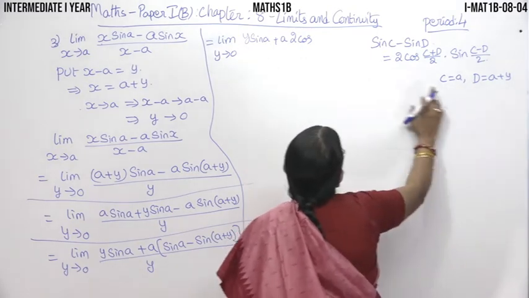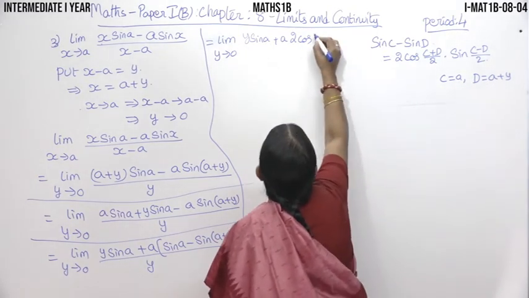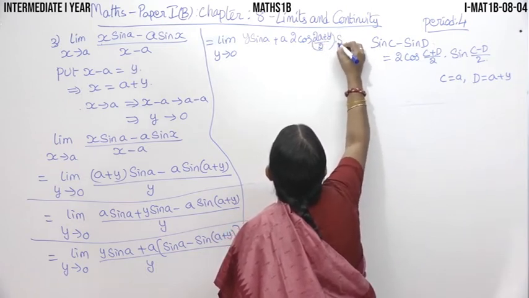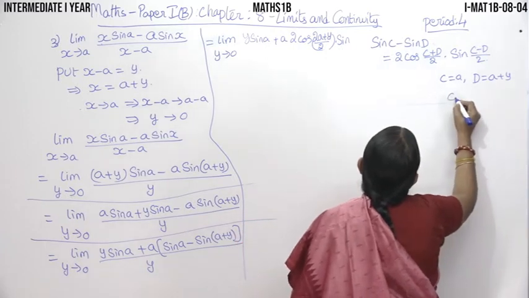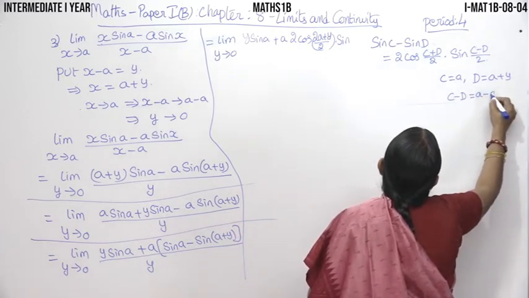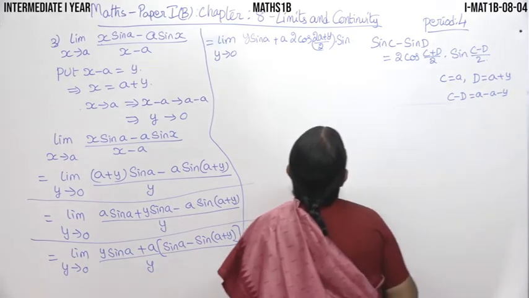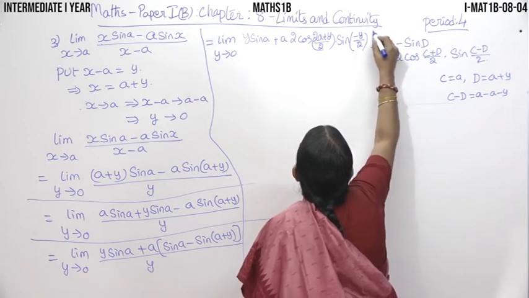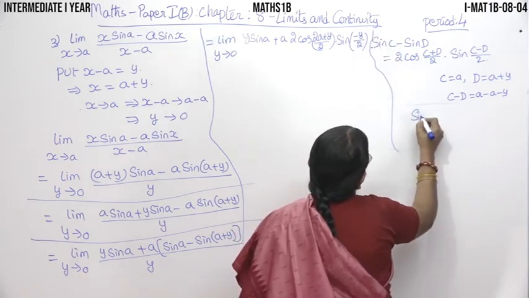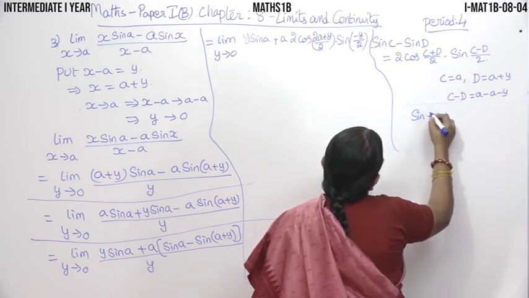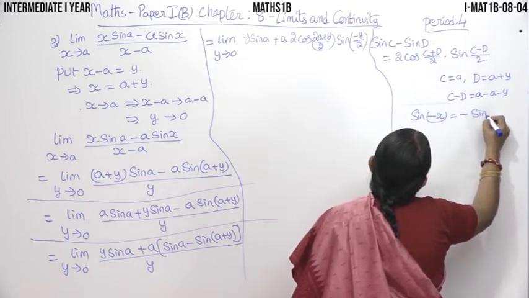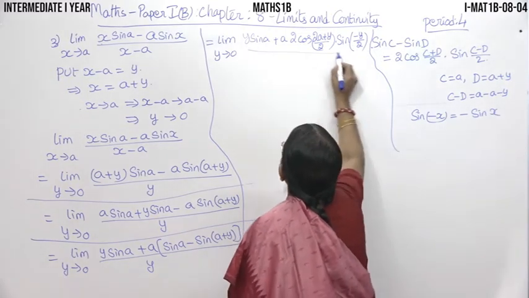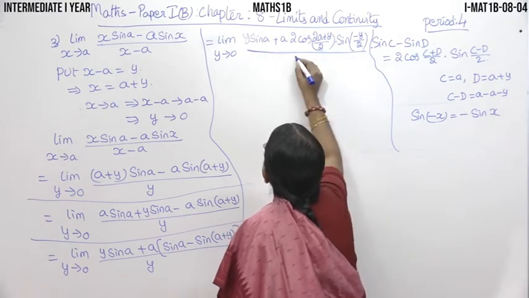So c plus d by 2 means when you add, it is (2a plus y) by 2, into sine of (c minus d) by 2. What is c minus d? a minus (a plus y), that is minus y, so it is minus y by 2. Now you also know sine of minus x is minus sine x, so sine of minus y by 2 is minus sine y by 2, whole thing by y.